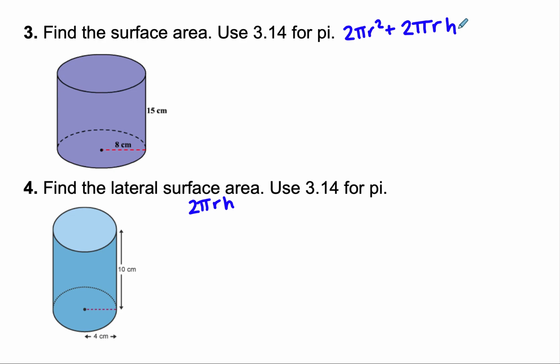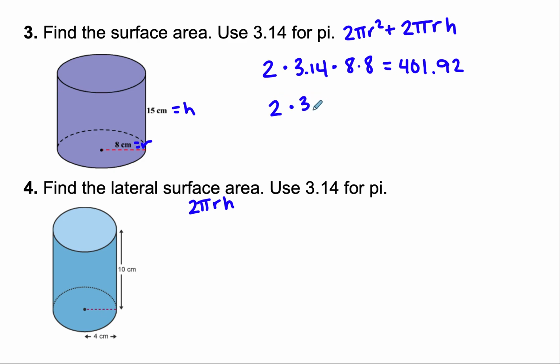Okay, let's check our answers. So I have 8 as my radius. It's the distance from the center of the circle out to the edge. I have 15 as my height. It's the distance between the two circles. So I start by doing 2 times 3.14 times radius squared, so times 8 times 8. And let's see, so 2 times 3.14 times 8 times 8 gives me 401 and 92/100.